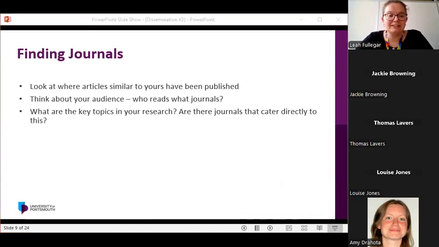So when it comes to finding journals, it can be fairly easy. I normally start by looking at where articles similar to what I'm trying to publish have been published, or thinking about who reads what journals. I also might look to see if there are specific journals that cater directly to my subject. And more importantly, you need to make sure it's relevant to the paper you're trying to submit.